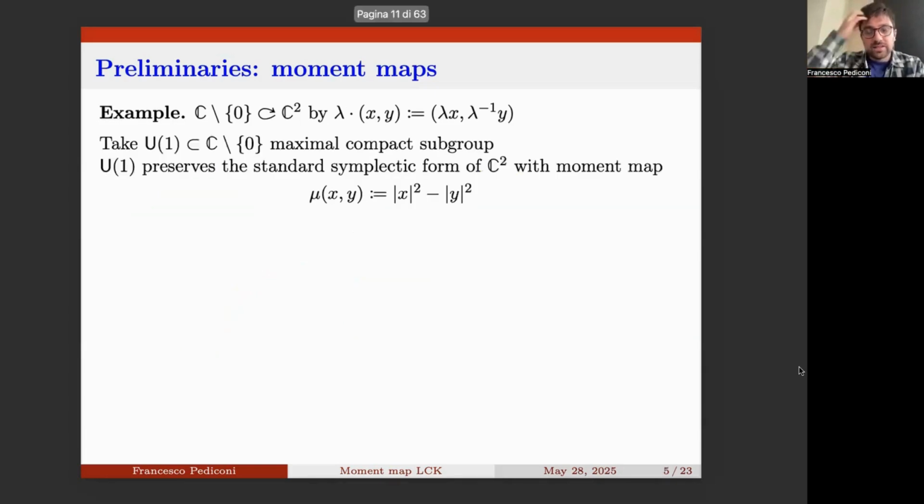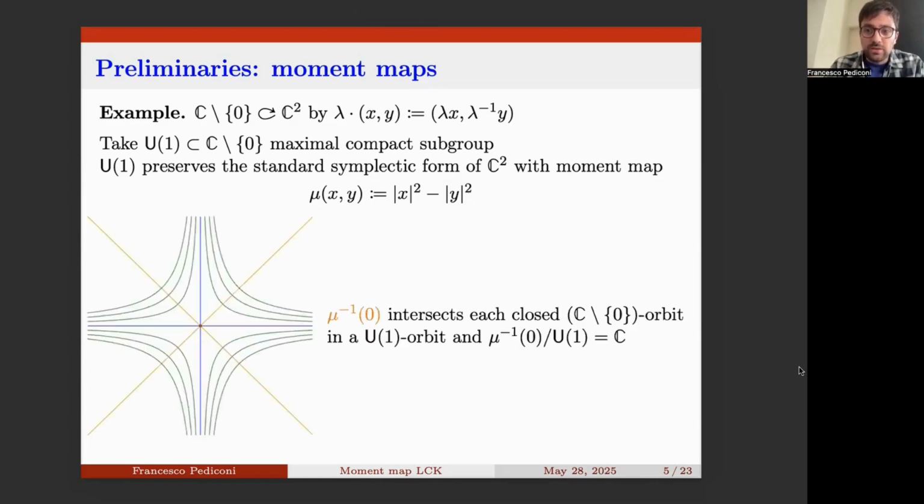Well, actually, C2 has a standard symplectic form, okay? You consider the maximal compact subgroup of C minus 0, which is the circle group U1. And it is a matter of fact that U1 preserves the standard symplectic form of C2, and you can write explicitly a moment map for this action, which is given by mu of (x,y) equal to the norm of x squared minus the norm of y squared.